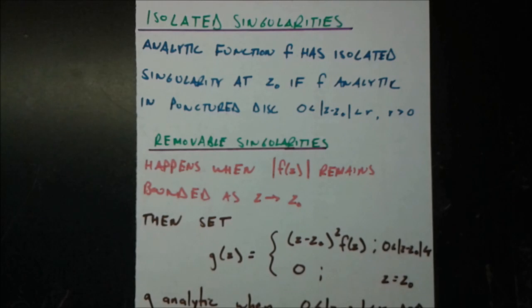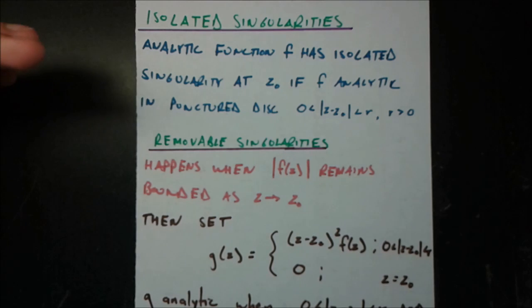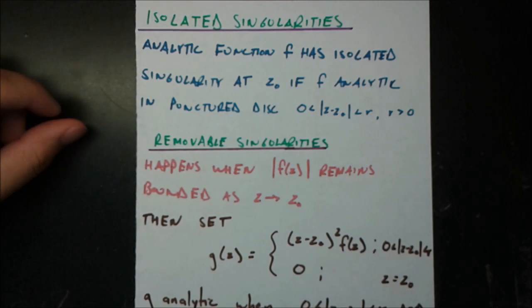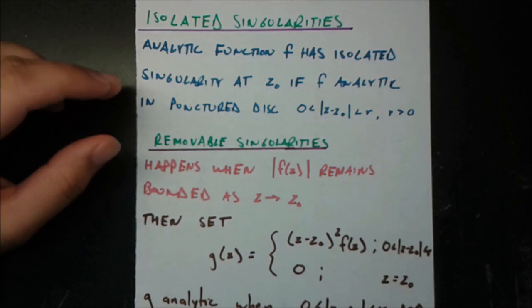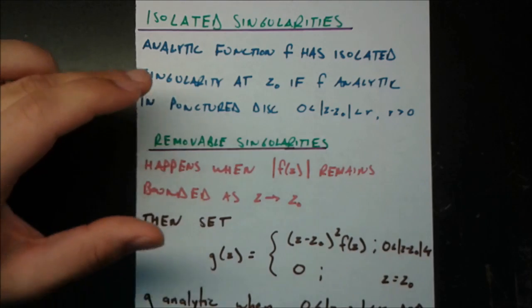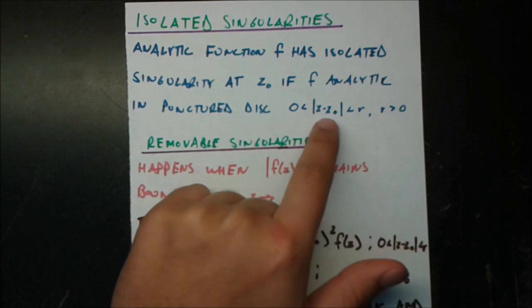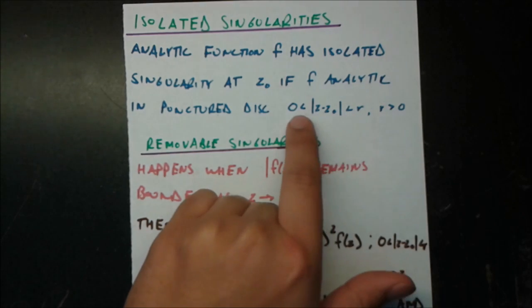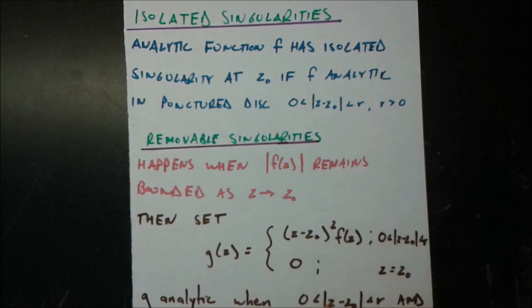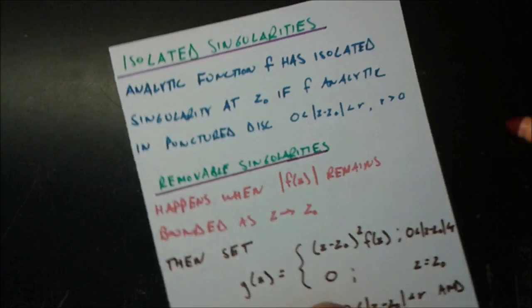With all the groundwork laid in place, in this video we'll start talking about isolated singularities. So first let's state the definition of what an isolated singularity is. An analytic function f has an isolated singularity at z0 if f is analytic in the punctured disk. This is a punctured disk: modulus z minus z0 is less than r but greater than 0, where r is a positive number. So as always, we should draw a graph to make sure we know what we're talking about.